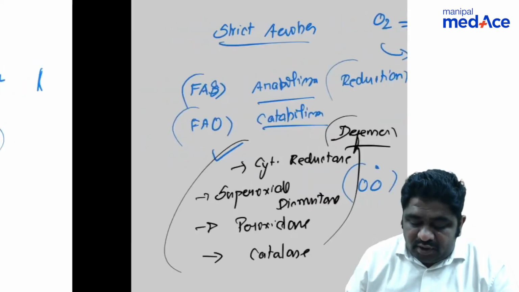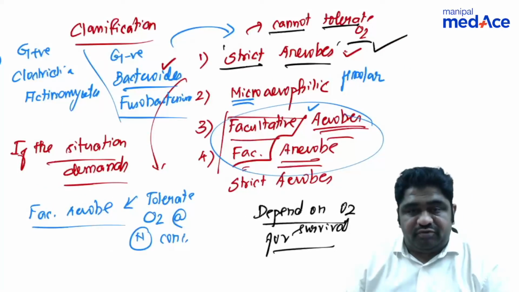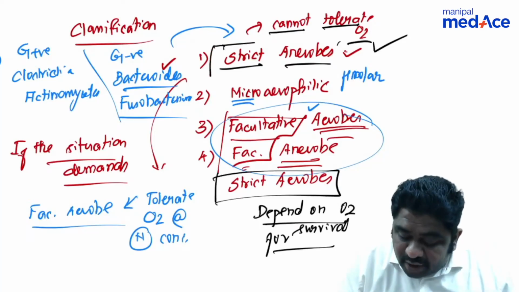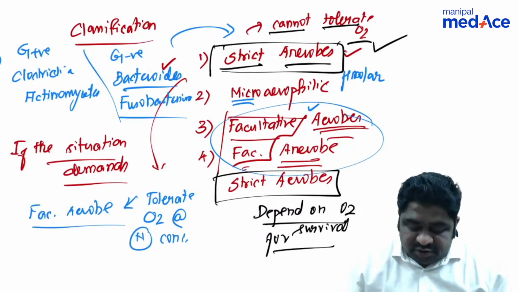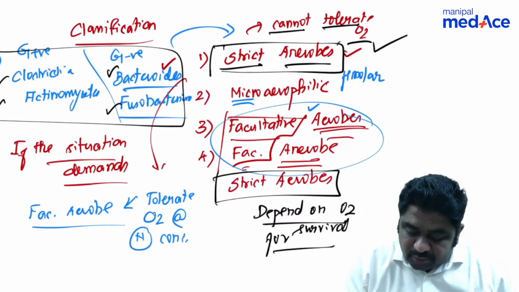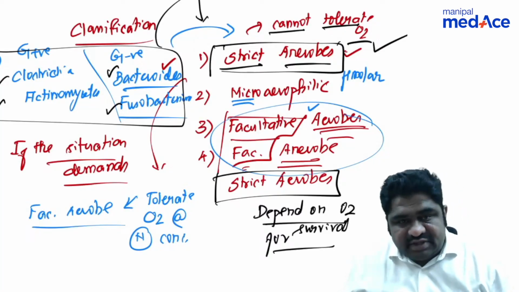Now, if an organism has all four of them, they are referred to as strict aerobes. If none of them are present, they are referred to as strict anaerobes. So, when it comes to Clostridia, Actinomycetes, Bacteroides, Fusobacterium, they are devoid of any of these enzymes.